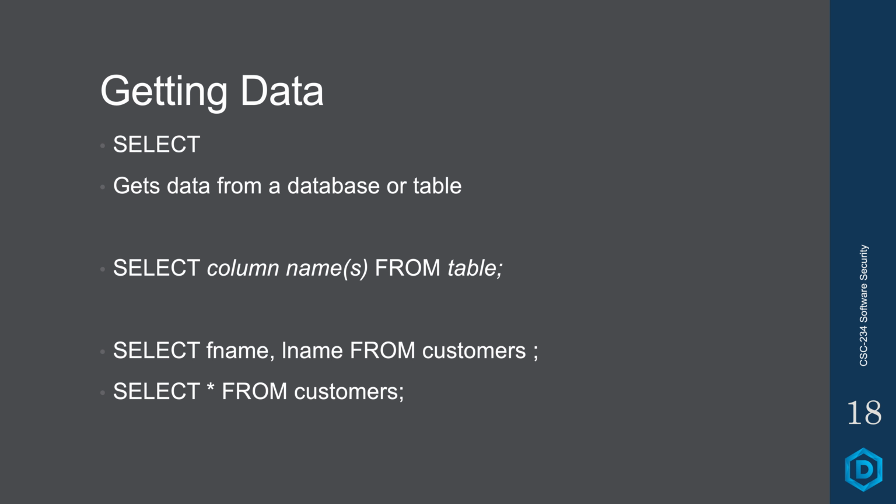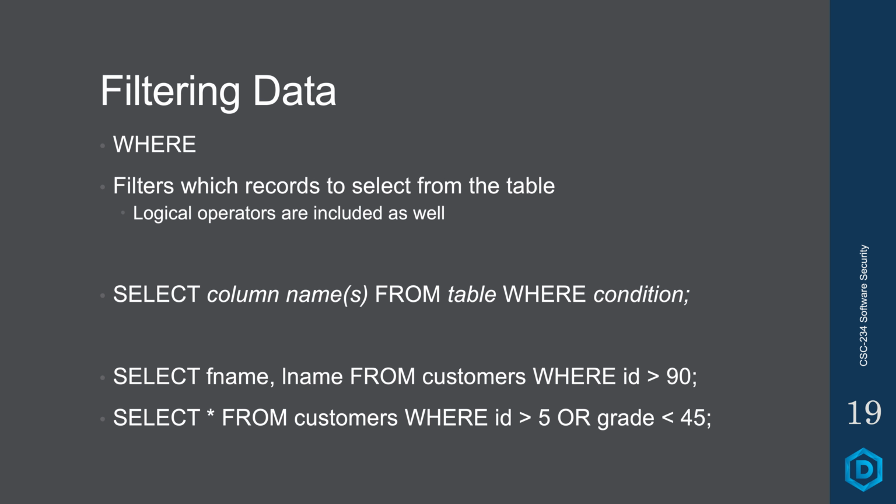Viewing the data, we'll use select to do that. Just select the name of the columns from the table. Filtering, we'll use a where if we want to filter that out a little bit more. So instead of gathering absolutely every row, we can select specific rows.